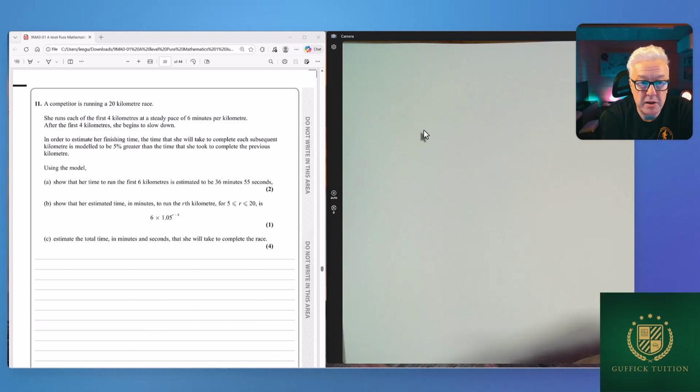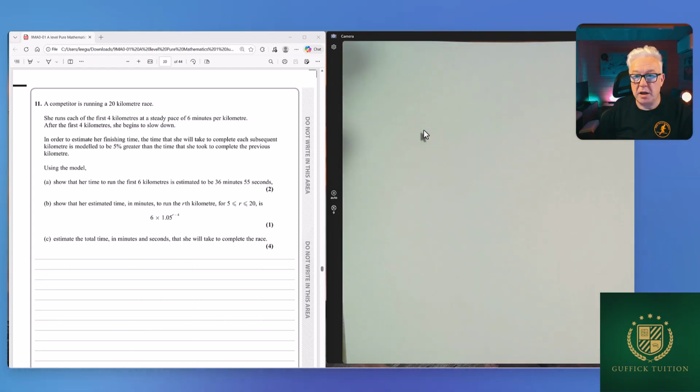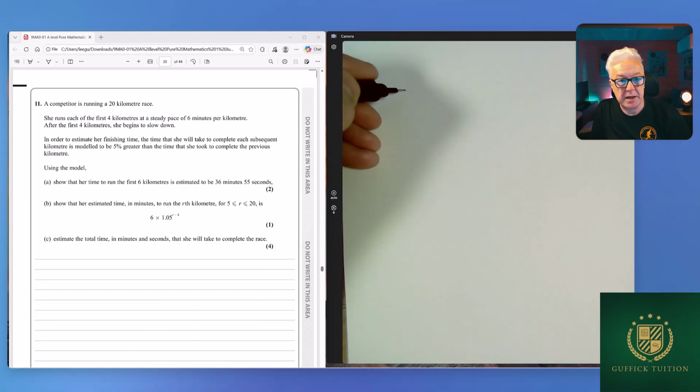In order to estimate her finishing time, the time that she will take to complete each subsequent kilometre is modelled as being 5% greater than the time it took to complete the previous kilometre. Using the model, show that her time to run the first 6 kilometres is estimated to be 36 minutes and 55 seconds.